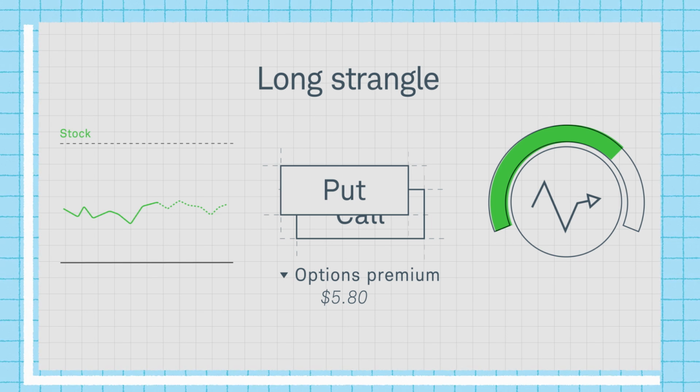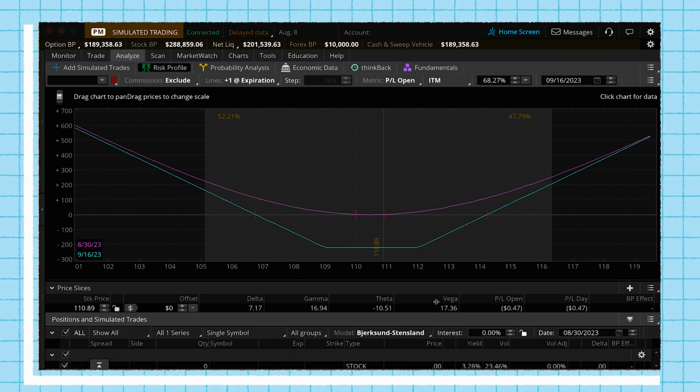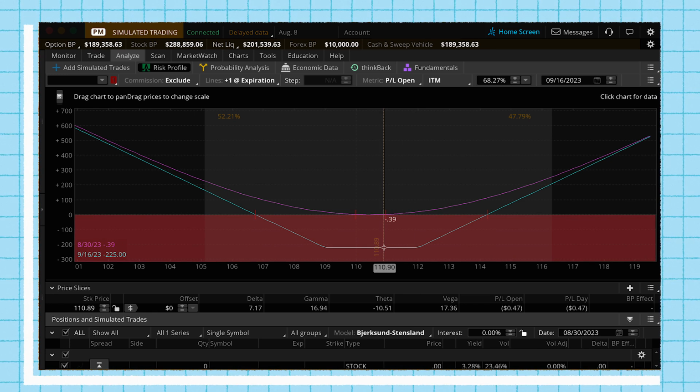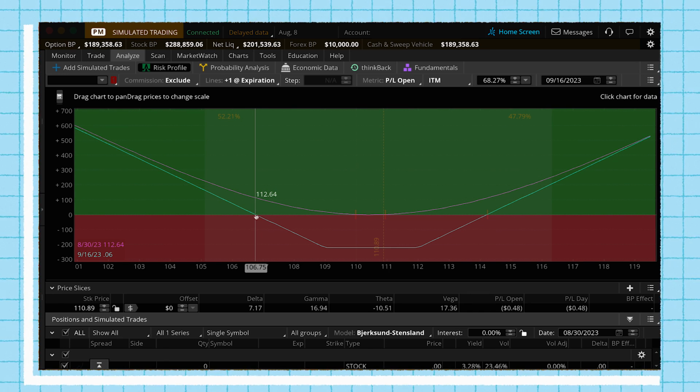I think it helps to visualize this. Let's look at an example using the risk profile tool on the thinkorswim paperMoney platform. Here's a risk profile of a long strangle, which typically profits from a drastic price move up or down. Normally, max loss occurs if the stock's price stays within the strike prices. Notice how profitability rises the further the stock moves away from the strikes.